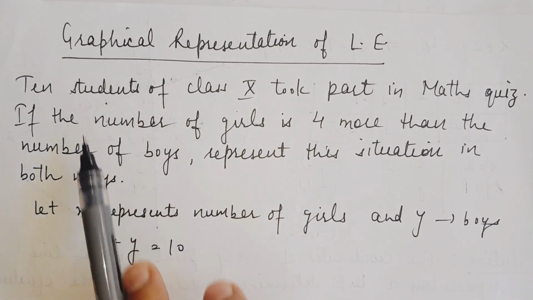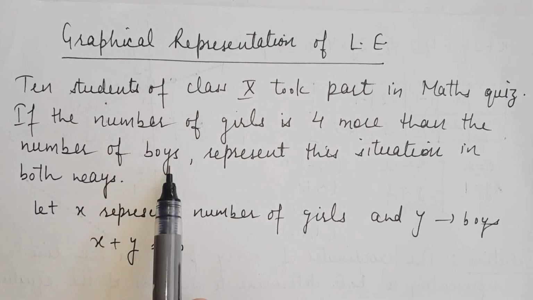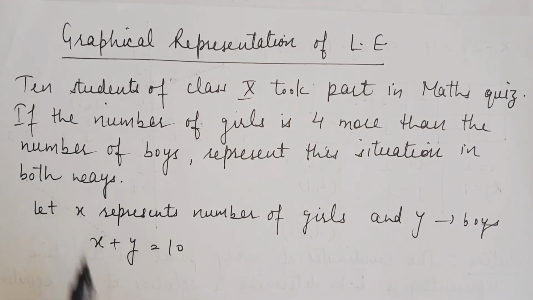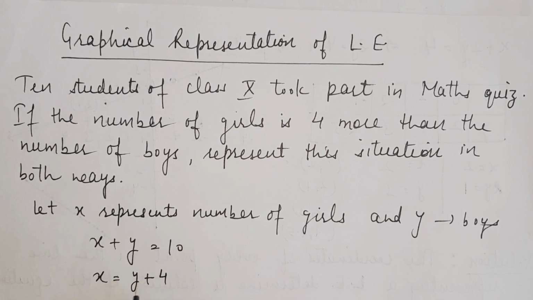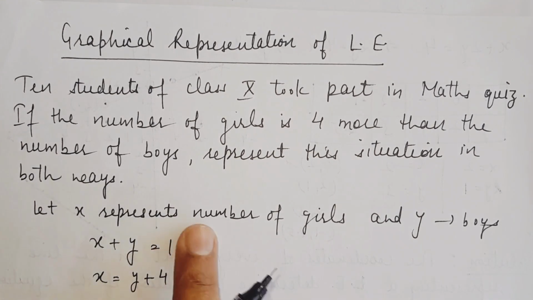Now, the number of girls is 4 more than the number of boys. That means girls are represented by x, and they are 4 more than the number of boys. The boys are y. So if we add 4 to the number of boys, we will get them equal. Girls and boys will be equal because girls are more than boys. So we have to add 4 in the boys section so that the strength will be equal. So we got basically 2 equations here.